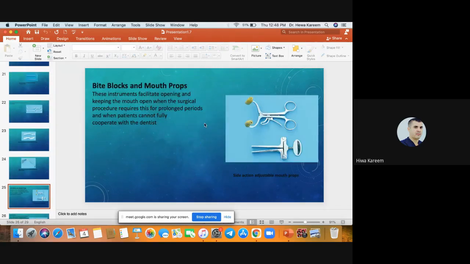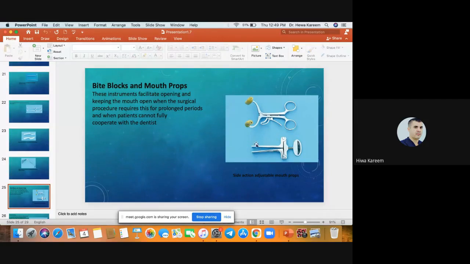And bite block and mouth prop. This instrument facilitates opening and keeping the patient's mouth open when the surgical procedure requires a long period and when the patient cannot fully cooperate with the dentist. Sometimes you ask the patient to open the mouth, and the patient does not open. You can use this instrument to keep the mouth open during the procedure.